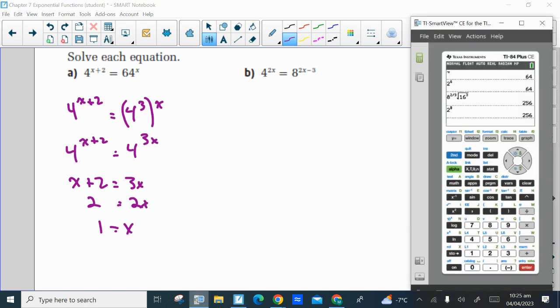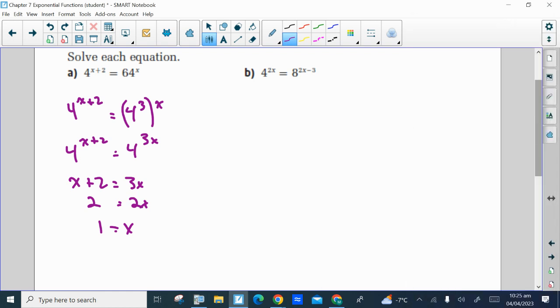Which we can check. In our original expression, when x is 1, the left side will be 4 to the power 1 plus 2, or 4 to the power 3, which is 64. And on the right side, 64 to the power 1 equals 64. So it checks. You get the same thing on both sides.